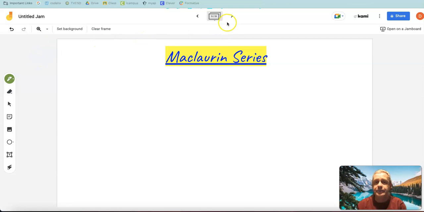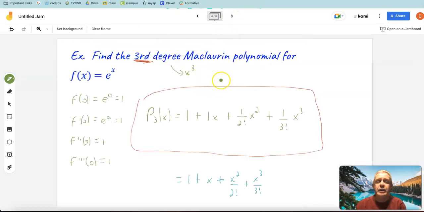So that being said, if you recall from the last video, in this problem we found the third degree Maclaurin polynomial for e to the x, and it was this here. What I've essentially done with the x squared term and the x cubed term is simplify them to one whole fraction: x squared over 2 factorial and x to the 3 over 3 factorial.